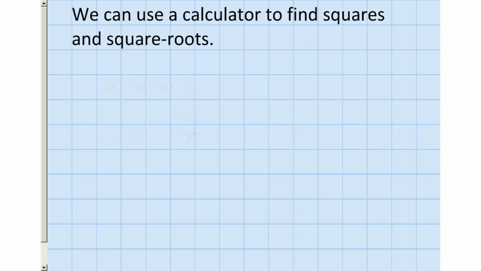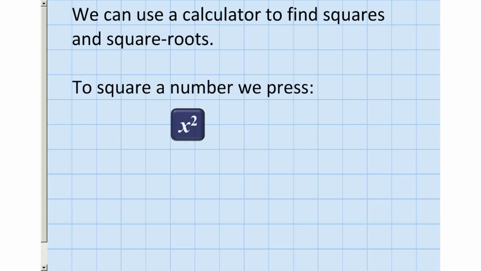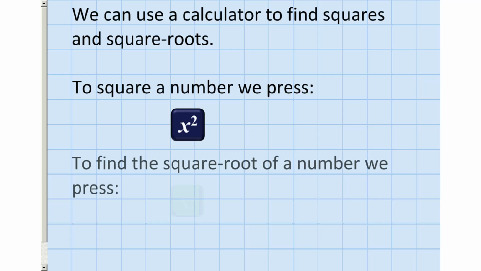We can also use a calculator to find squares and square roots, and to square a number we press the button that looks like this. It's an X with a 2 above it. It means your number squared. Similarly, to find the square root of a number, you press the square root button, which usually looks like the square root symbol. Now for these next two examples I'm going to use Microsoft's calculator, which isn't great. It doesn't have the similar symbols that your calculator should have.